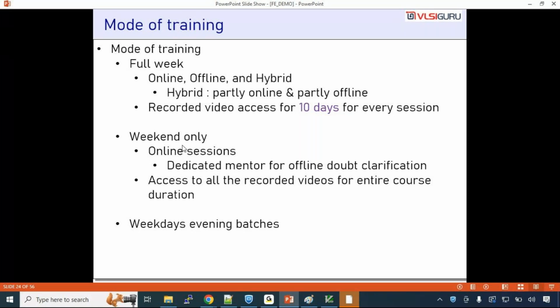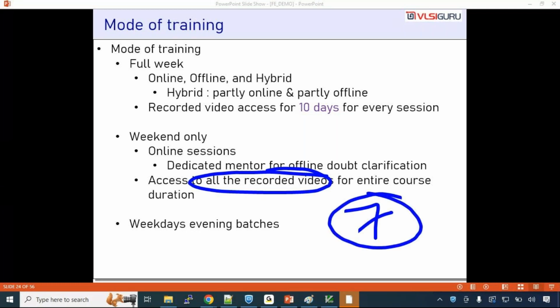In case of weekends only, the student gets access to all the recorded videos for the entire course duration. Let's say the course is for 7 months. You get access to all the recorded videos for 7 months. Because what we are trying to do is, as a working professional, you will have time in the evenings on weekdays. You can go through those videos during that time also. We don't want to restrict by saying I'll only give for 10 days.